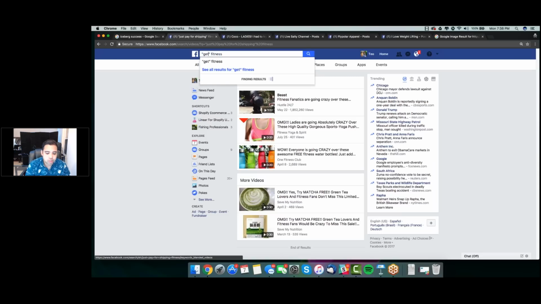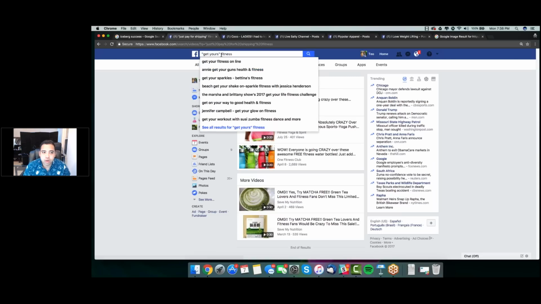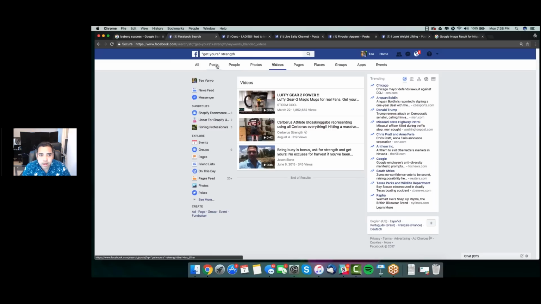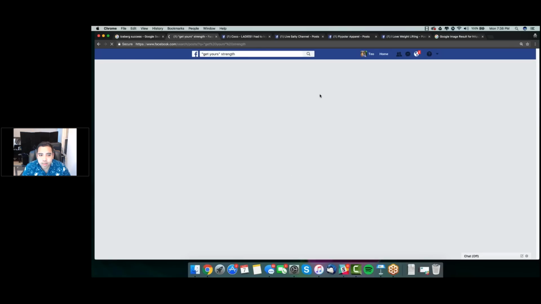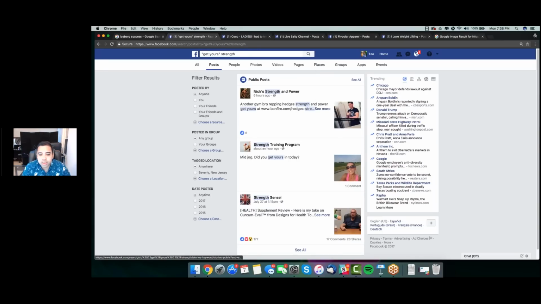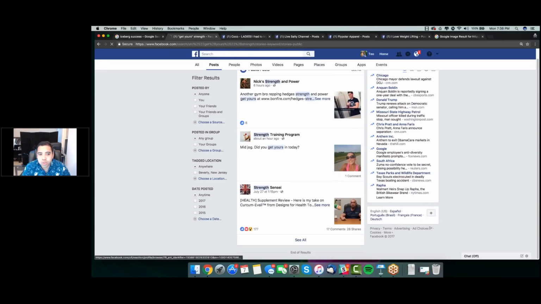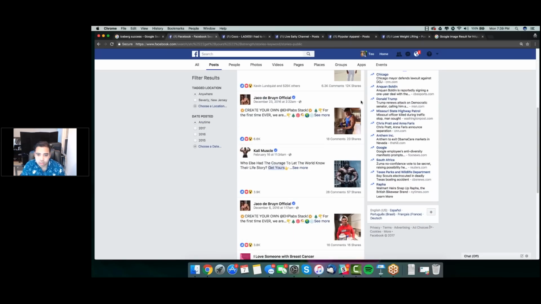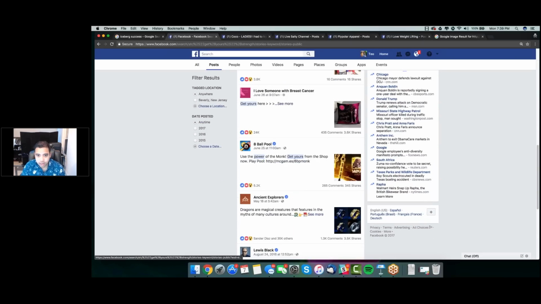Let's try a different keyword here. Instead of fitness, let's try strength. Okay, we have here, not enough data, still not enough data. Let's take a look at posts. Now, the thing about Facebook Graph and API is that it's going to be different for everyone. It's actually surprising, because if I'm searching for products on Facebook on my phone, it's going to be different than right here where I'm searching on my computer.